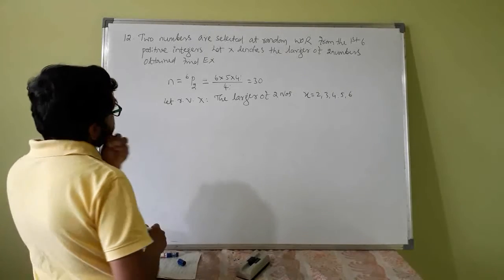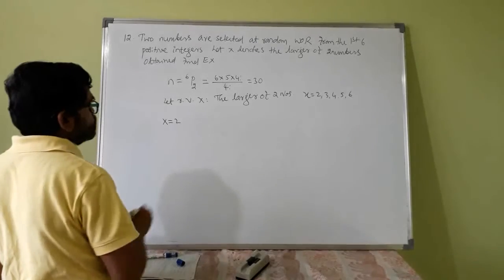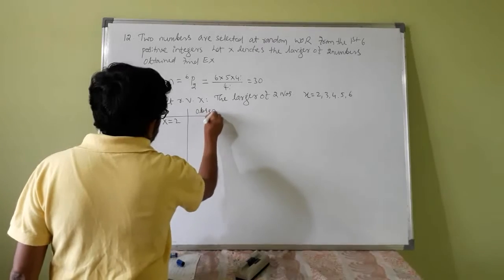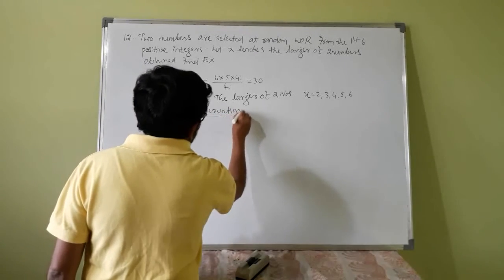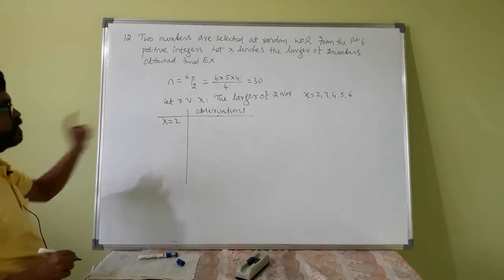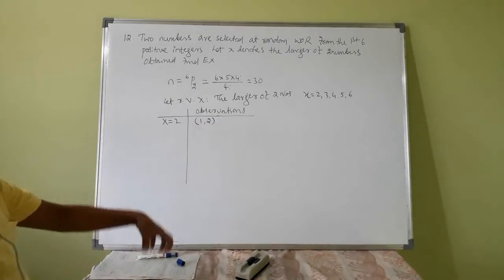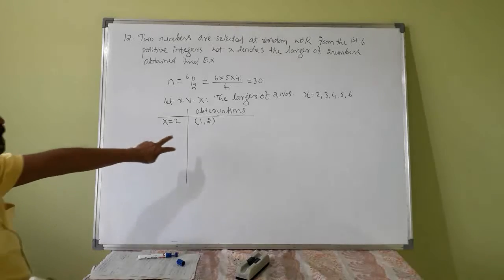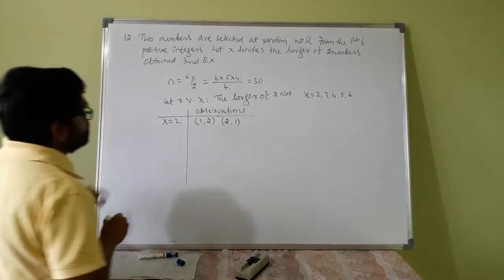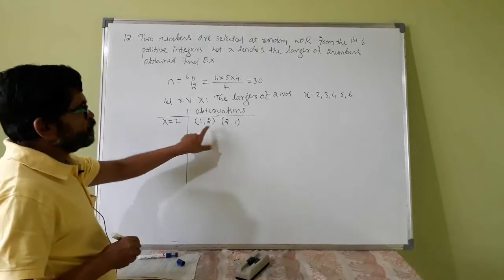Now let X be equal to 2. Suppose 2 is the larger number. What is the observation? To understand this, you need not write this in the exam. When X is 2, the first number may be 1 and the second may be 2, or the first may be 2 and the second may be 1. So the larger number being 2 can happen in these two outcomes.